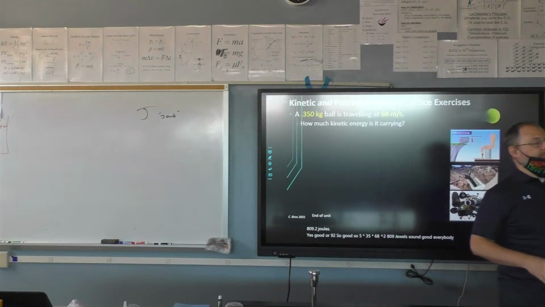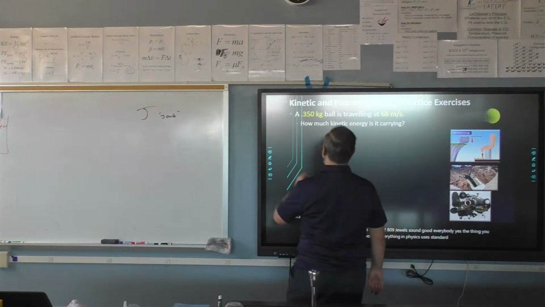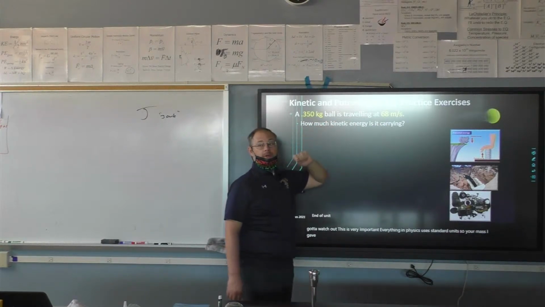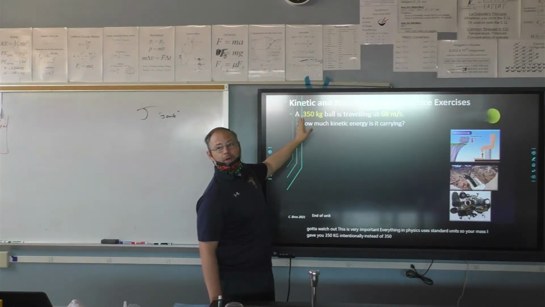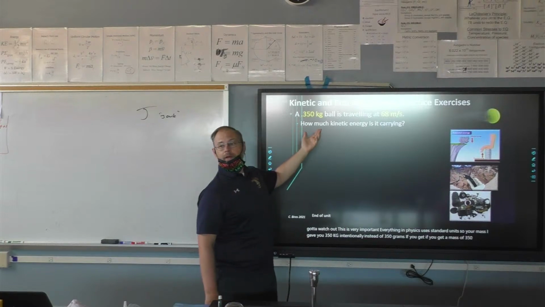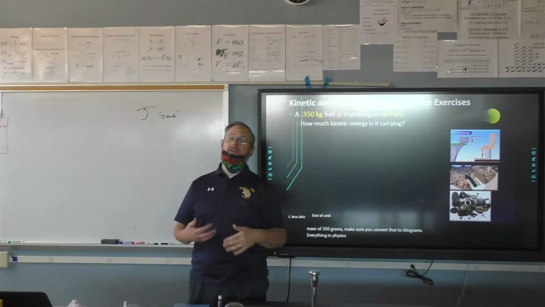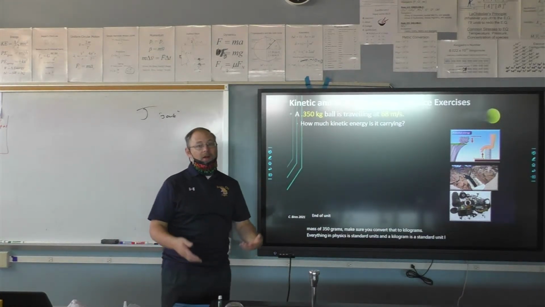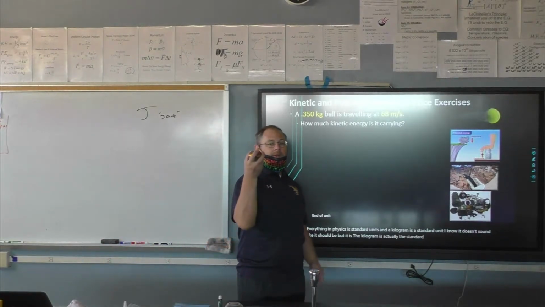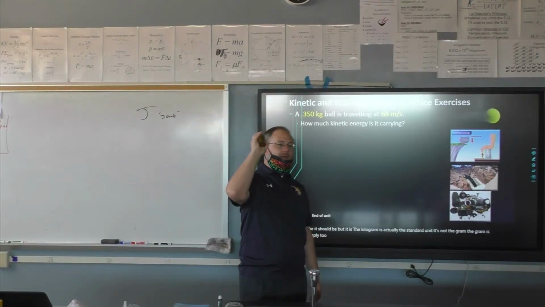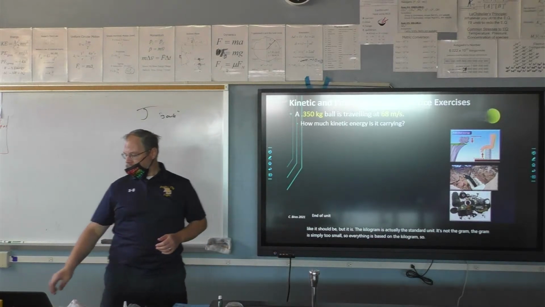The thing you got to watch out for, this is very important: everything in physics uses standard units. I gave you 0.350 kilograms intentionally instead of 350 grams. If you get a mass of 350 grams, make sure you convert that to kilograms. The kilogram is actually the standard unit, not the gram. The gram is simply too small. So everything is based on the kilogram: mass in kilograms, velocity in meters per second, and so on.